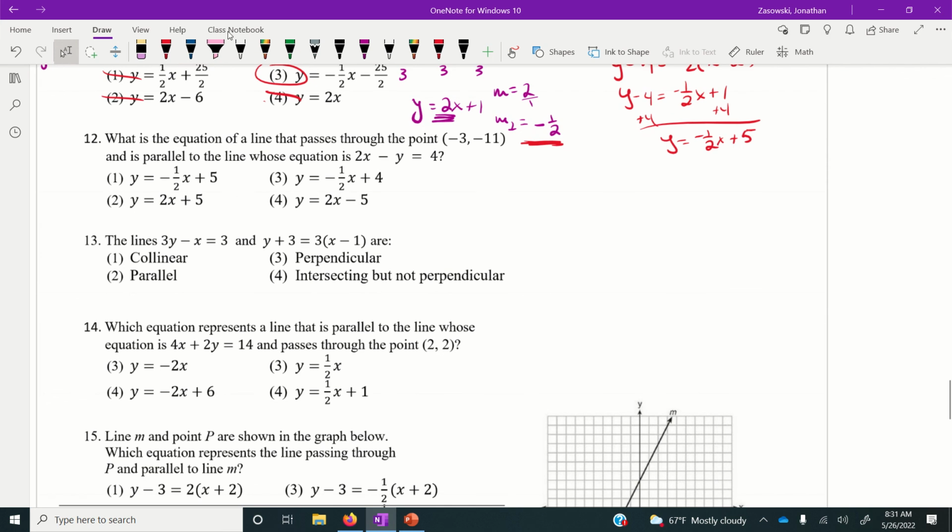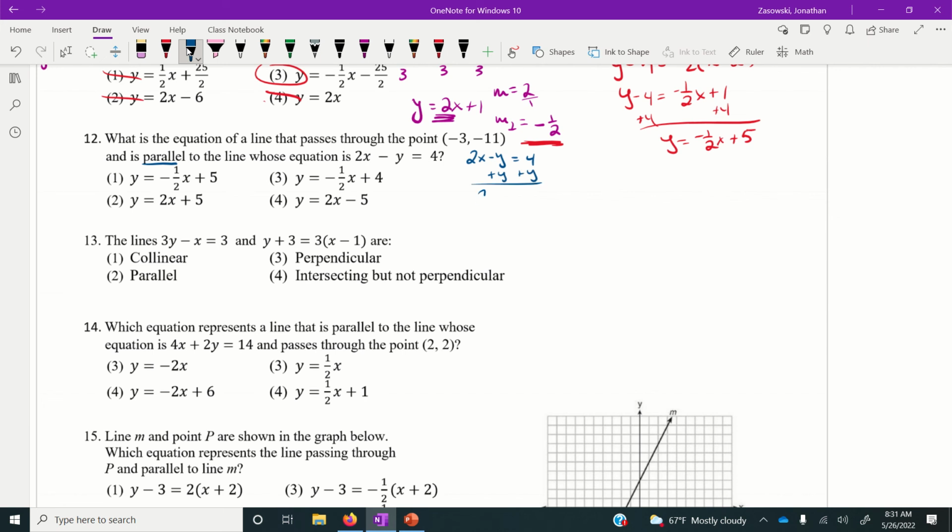All right, number 12. If we look at number 12, we're going to do the same thing. This time it's parallel, and we have to get y by itself first. So if we do 2x minus y is equal to 4. Now, what might be easier to think about is what if I just move the y over here?